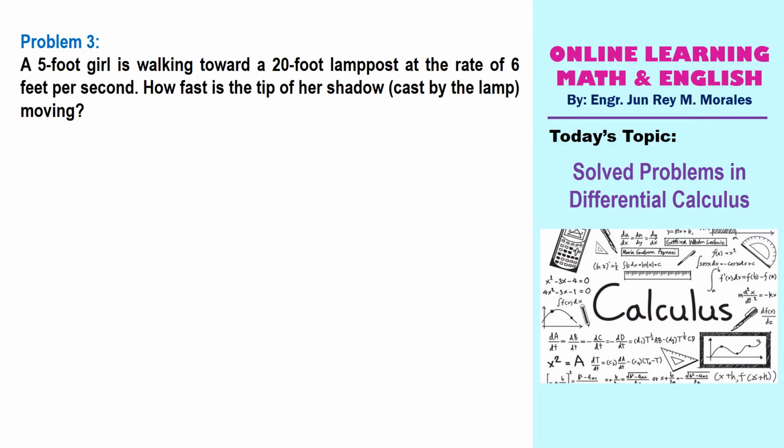Problem number 3. A 5-foot girl is walking toward a 20-foot lamppost at the rate of 6 feet per second. How fast is the tip of her shadow, cast by the lamp, moving?